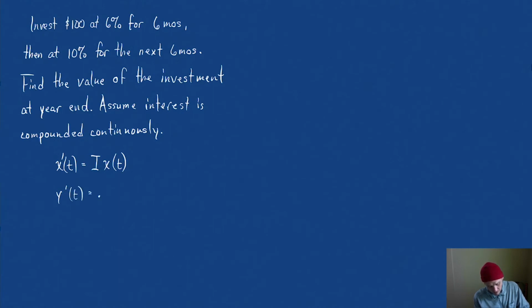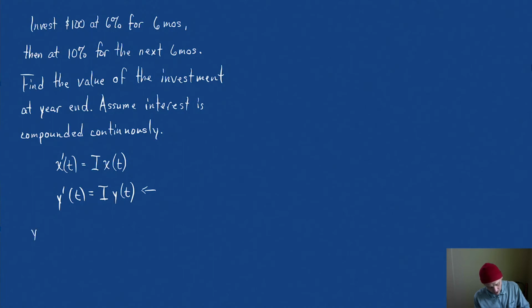Our book uses y, so let's try y prime of t equals, well, let me rewrite it. So y prime of t equals I times y of t. Well, in this case, what is I? I is going to be 6% for the first 6 months, and then it's going to be 8%, or 10%, sorry, for the next 6 months. So here we go. So we know the solution.